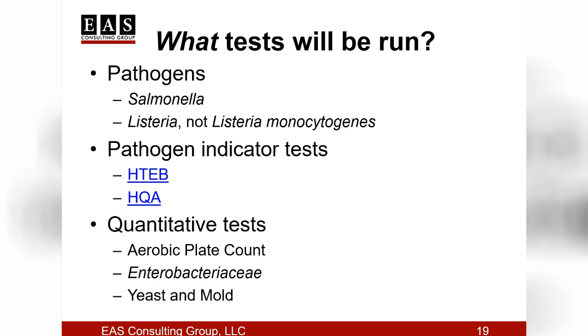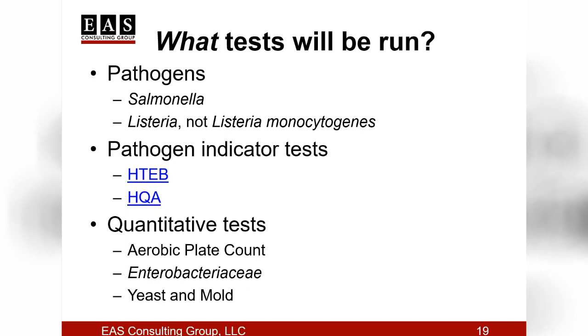So then there are two indicator pathogen tests that I use. One is HTUB, and the hyperlinks are there, and that one is for Salmonella, so it's a Salmonella indicator test, and the next one is for Listeria, HQA, that is a Listeria indicator test. The other indicators which come out as numbers for you are aerobic plate count, Enterobacteriaceae count, and yeast and mold count, if that's appropriate for your product.